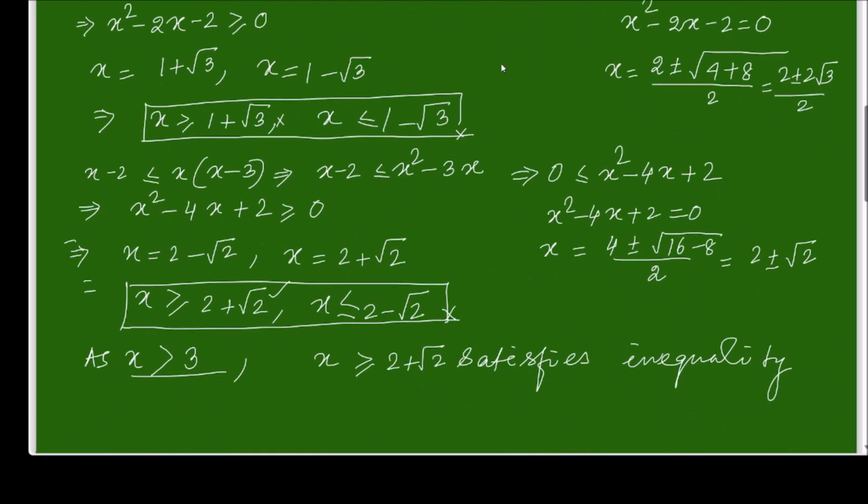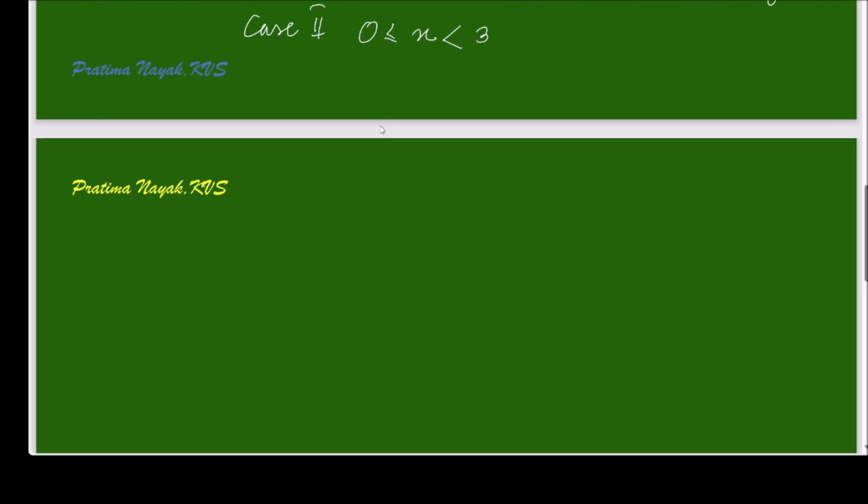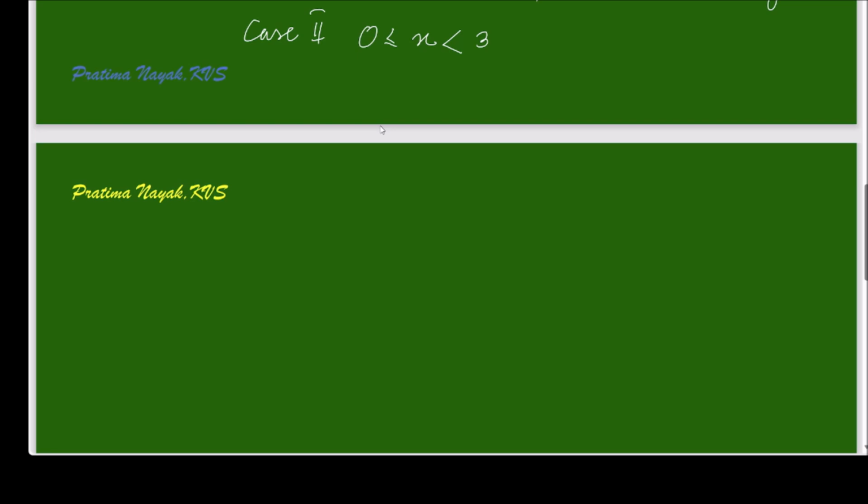When x is less than 3 but greater than 0, or x is between 0 to 3. Case 2 is x from 0 up to 3. As we have discussed, this function will be undefined because if you put 0 to 3, x minus 2 upon x minus 3, you are getting 0 in the denominator, which is not defined.